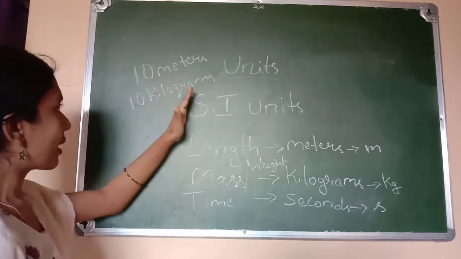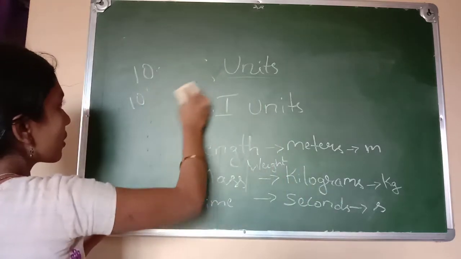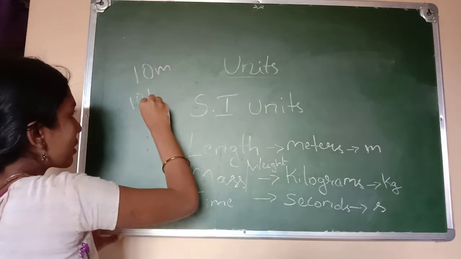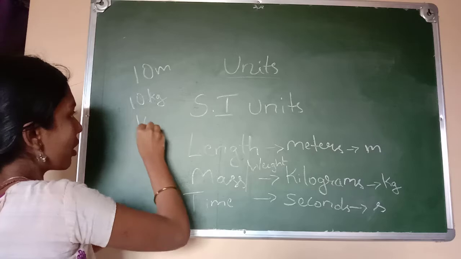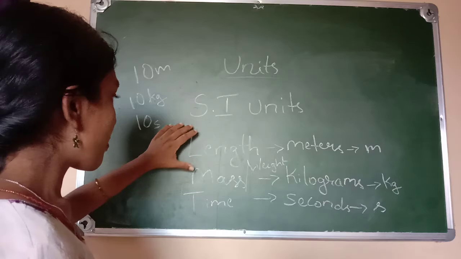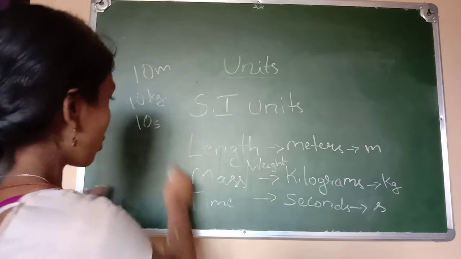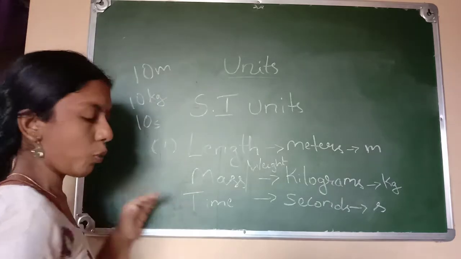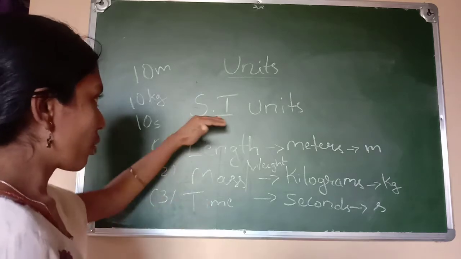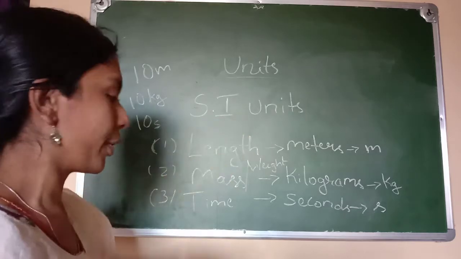So instead of writing 10 meters, 10 kilometers, you can easily write it as 10 m, 10 kg or 10 s: the length, the weight and the time. So this is the basic units, let us say. But actually, here I have given you an overview of 3 units used in the SI, 3 units of SI units.